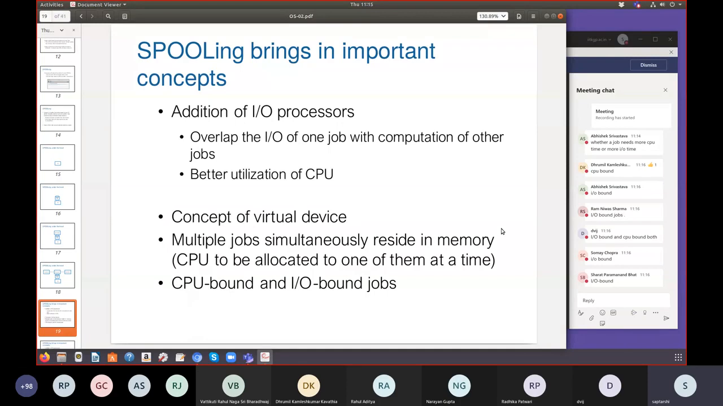Whether we have that or not, that's a different issue. I'm just coming to that. But what would be preferable is to have CPU bound and I/O bound jobs in good balance.